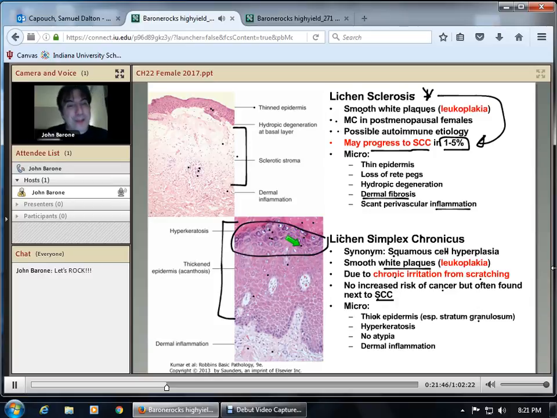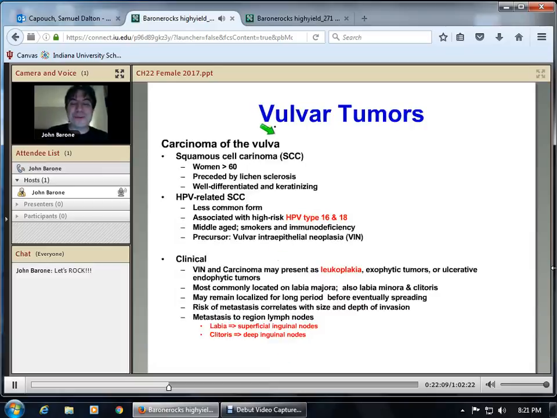That's the stratum granulosa, the granular cell layer, very thick, characteristic of hyperplasia and scratching. You get hyperkeratosis, which is the pink stuff on the surface, the keratin. Notice no atypia and very little dermal inflammation. There's a little bit, but it's not a major component. It's thickening the epidermis. Now again, doesn't go to cancer. Close to cancer, but doesn't lead to it.